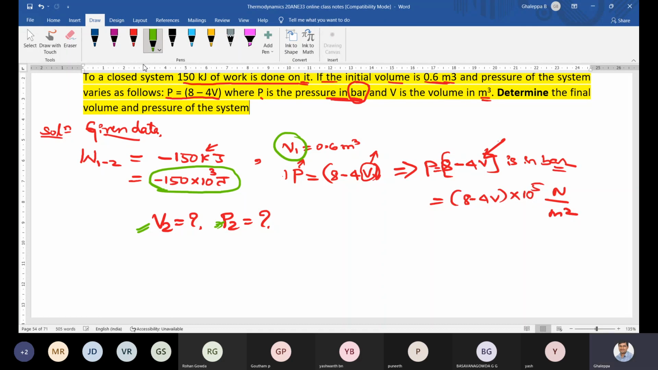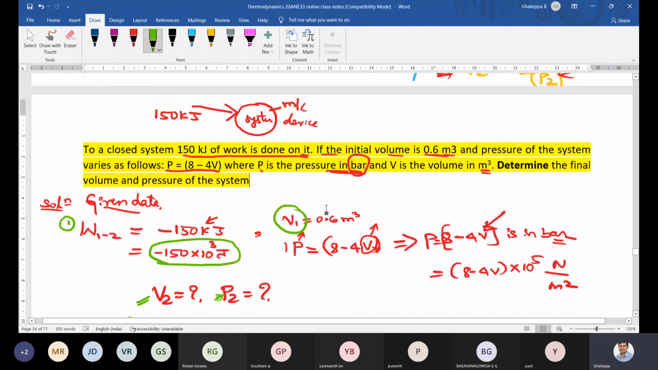You have written the given data. What is the next step we'll do? Identify the process. Is there any process he has given clearly, like isobaric, isochoric, constant temperature? Okay, he has not mentioned any process. It is not necessary to write this in the exam. Do not write such things in the exam, just for understanding. He has not mentioned any thermodynamic process. So what we need to do when he has not mentioned it? Which is the general expression for work done?